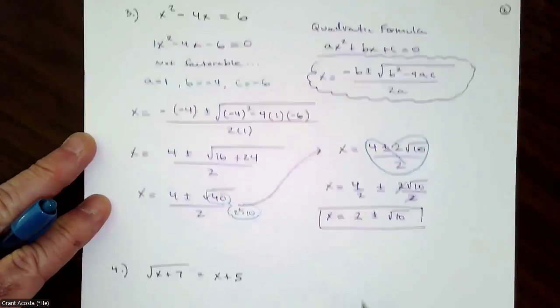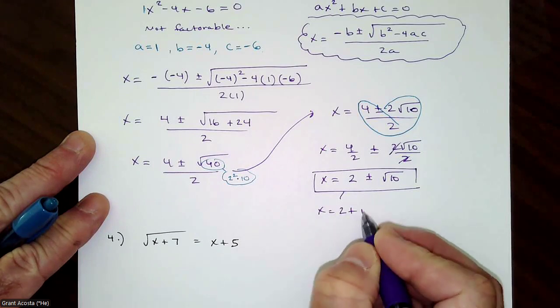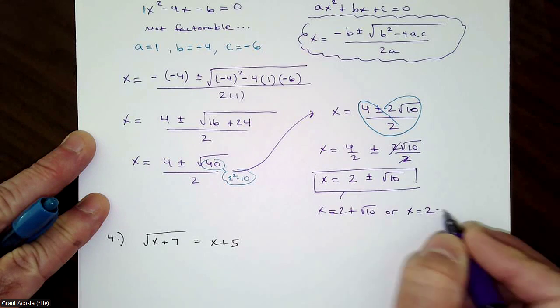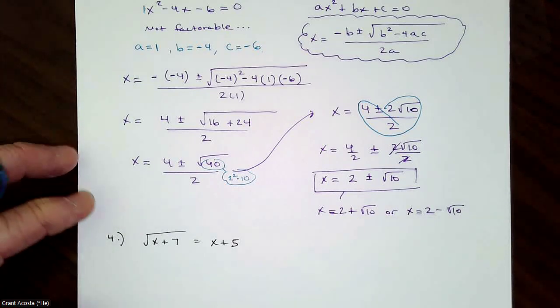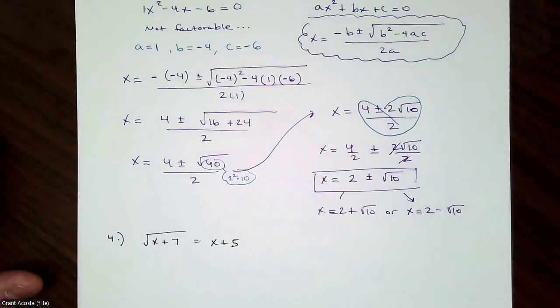And remember that this is giving you two answers, just as a reminder. One answer is 2 plus root 10, and the other answer is 2 minus root 10. But if you can leave it like this, I just want to remind you that it's really telling you two answers there.